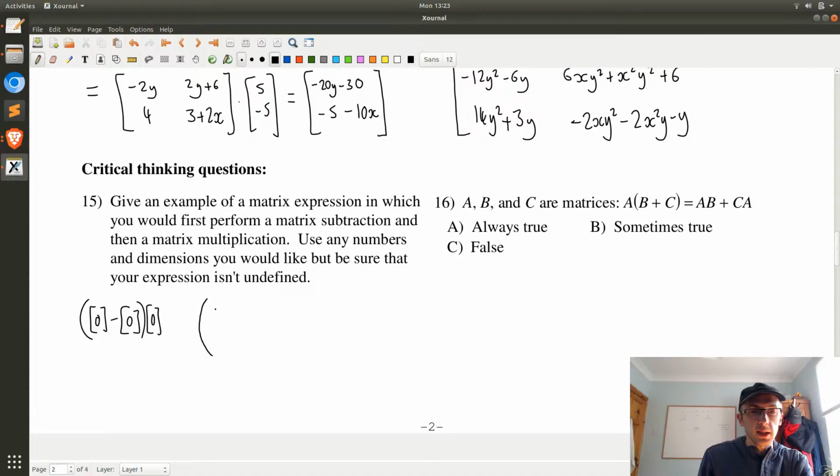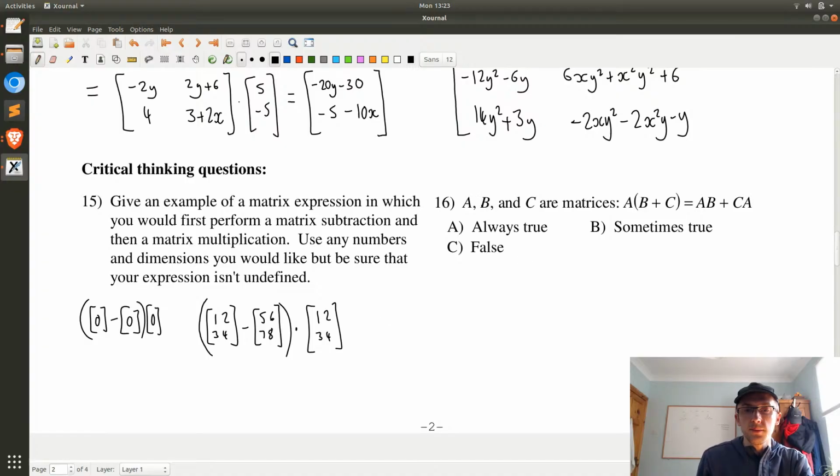Probably just give something a little bit more typical, like 1, 2, 3, 4. Take 5, 6, 7, 8. And then multiply that by 1, 2, 3, 4. No problem. And we know that that's defined and it's going to give us a 2 by 2 matrix.